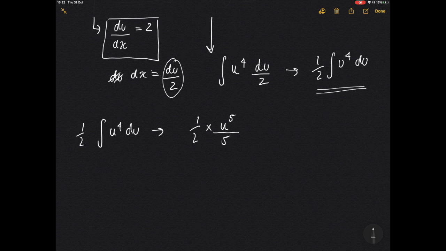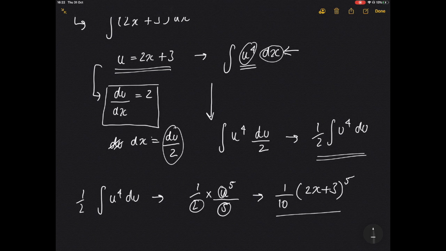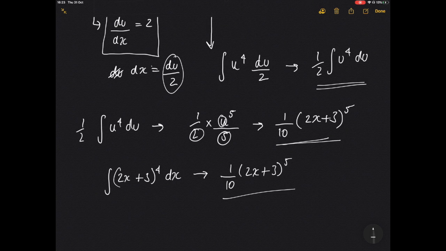And then all we have to do is sub in our original value for u. Therefore, our answer, when we get our u back, is 1 divided by 10, because we have a multiplier, a 5 and a 2, times open brackets our u, which is 2x plus 3, to the power of 5, which we've just calculated, and that would be our final answer. So the integral of (2x plus 3) to the power of 4 with respect to x is equal to 1 over 10 times (2x plus 3) to the power of 5.